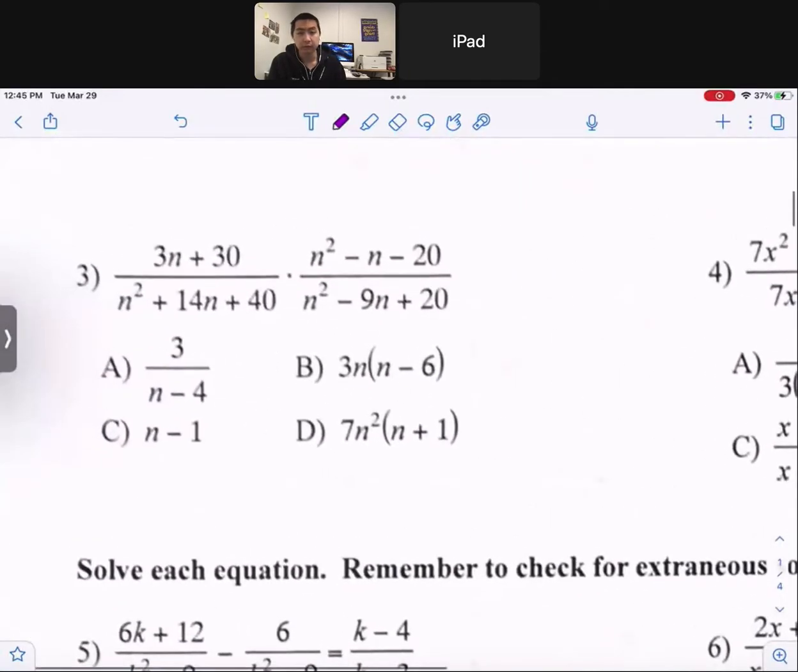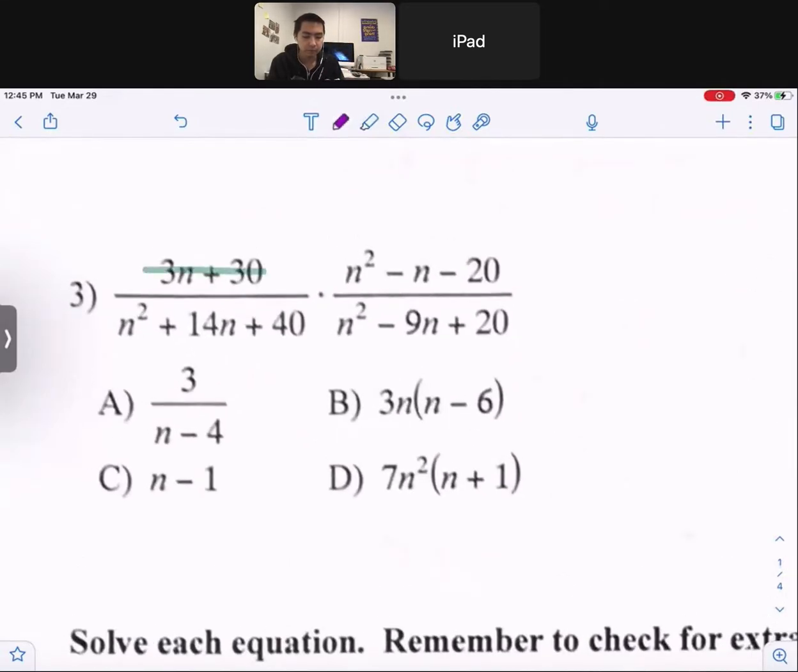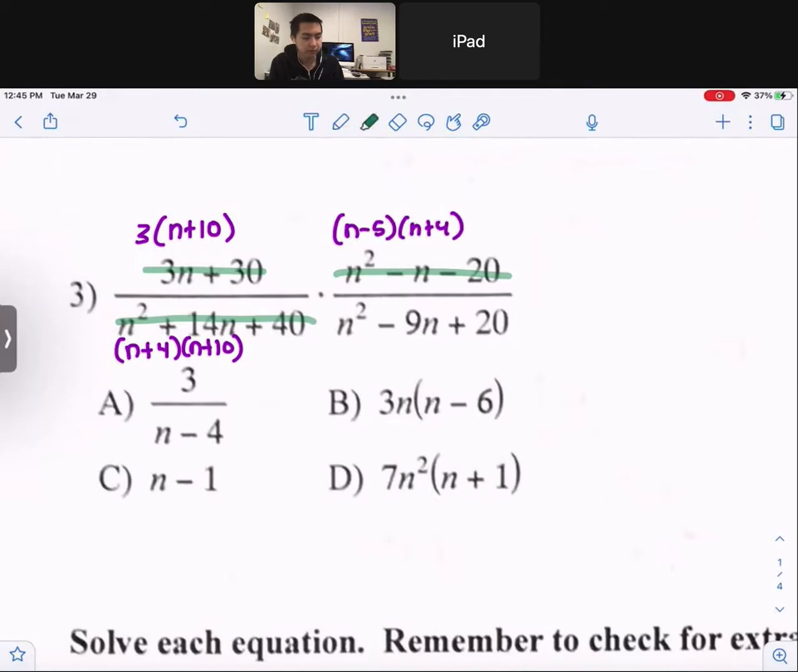Okay, number 3. Now, multiplication, rational expression, so you guys have to factor everything. So this one, you can factor out a 3 to get n plus 10. This one, you guys could do your x method, so it's going to be n plus 4 times n plus 10. This one, x method again, so it's going to be n minus 5 times n plus 4. And this one at the bottom, another x method factoring, n minus 4 times n minus 5.